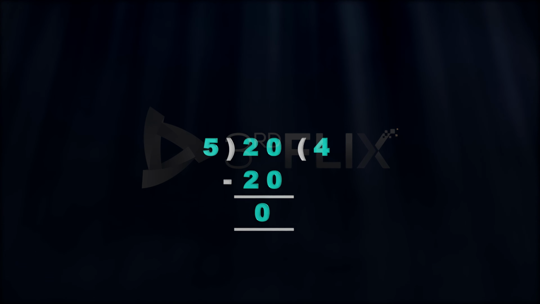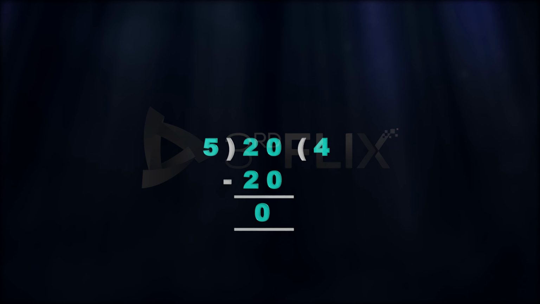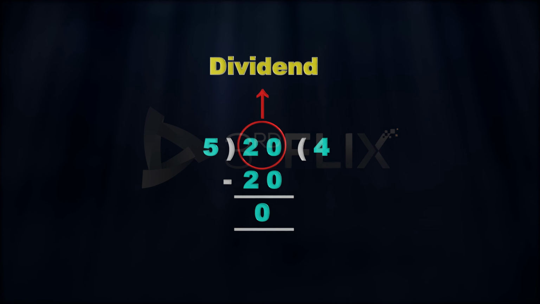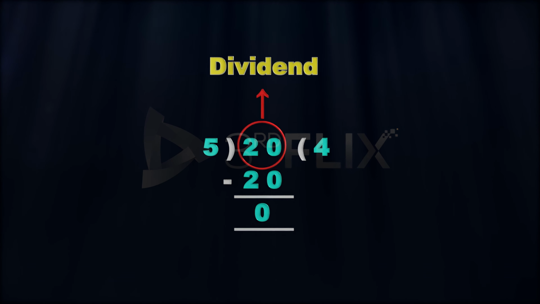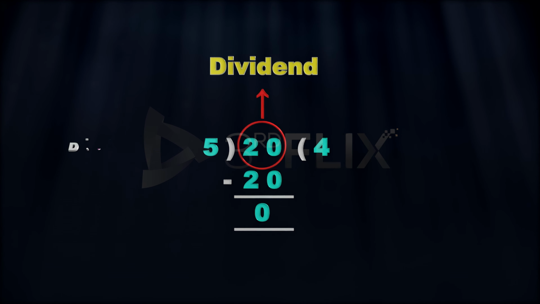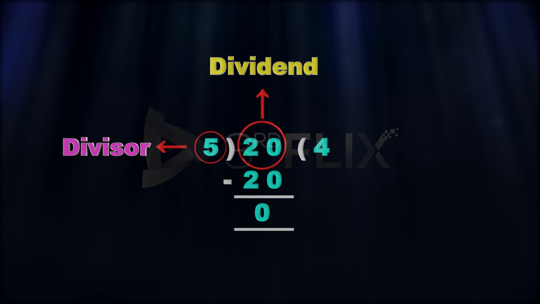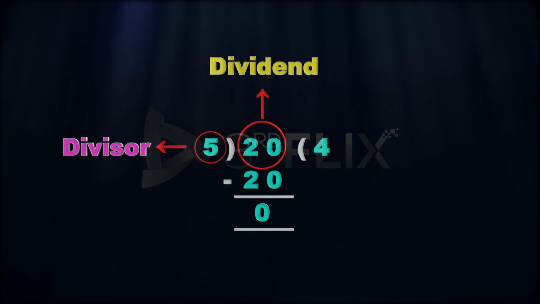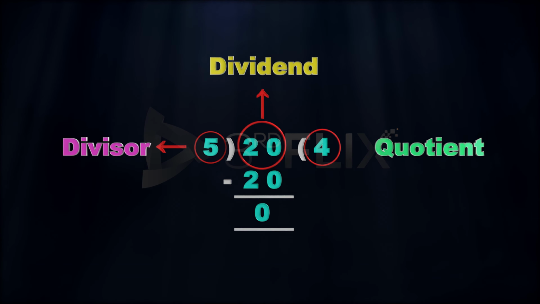Let us learn about the terms of division. The number to be divided is called dividend. Here, 20 is the dividend. The number that divides the dividend is called divisor. 5 is the divisor. The answer we get on dividing the number is called quotient. 4 is the quotient.